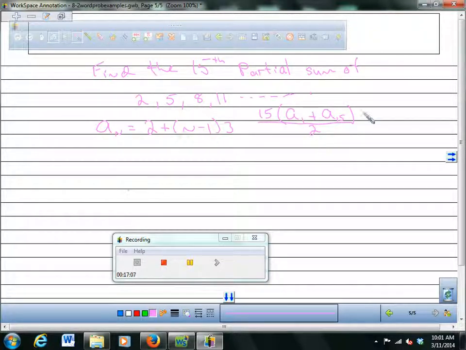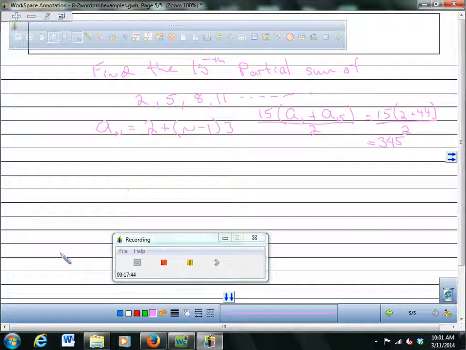So once you know the formula, a sub 1 is 2. A sub 15 is 2 plus 15 minus 1, which is 14 times 3, which is 42, plus 2 is 44. Then you take that and divide by 2, and you get that it would be equal to 345. Isn't that cool? So you can find the sum of any sequence.